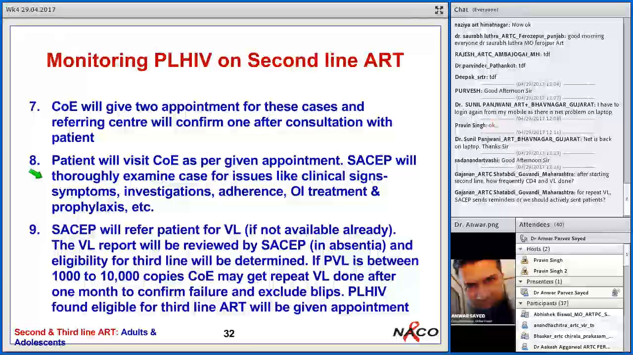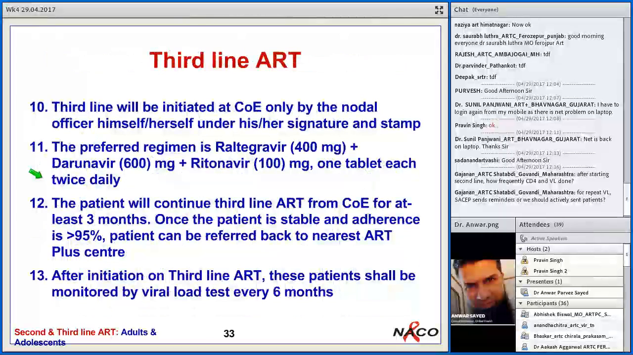Again, the same thing will be followed. That patient will visit the SASEP only once, and then further decisions will be taken in absentia. But for the initial 3 months, the patient will be started on third line ART by the COE and will be continued by COE. And after 3 months, if the patient is stable, patients will be sent to the ART plus center of the region, from where the patient will continue on the third line ART.